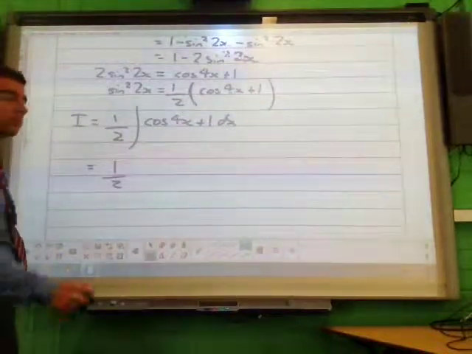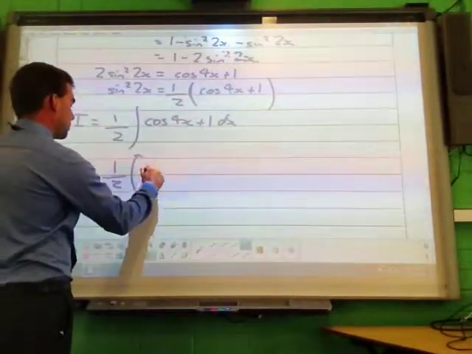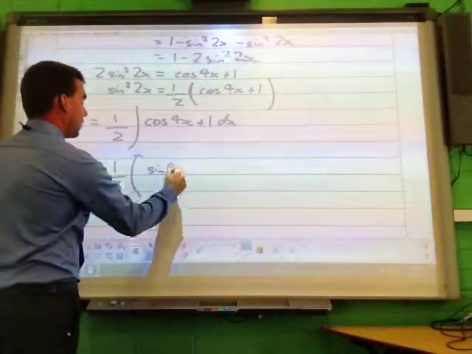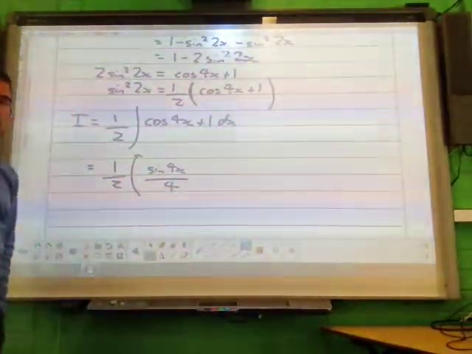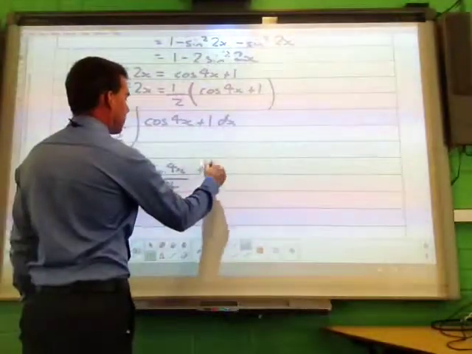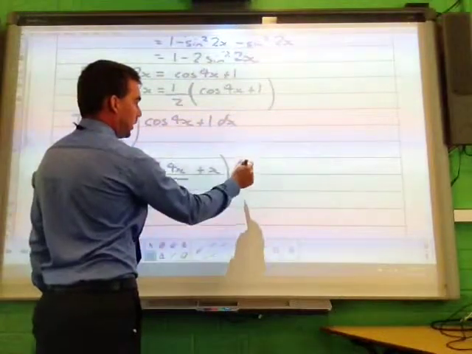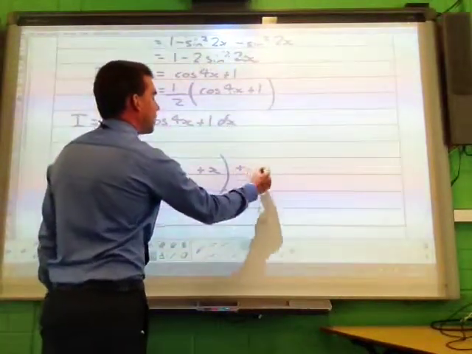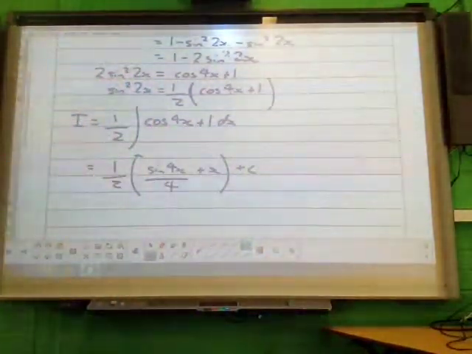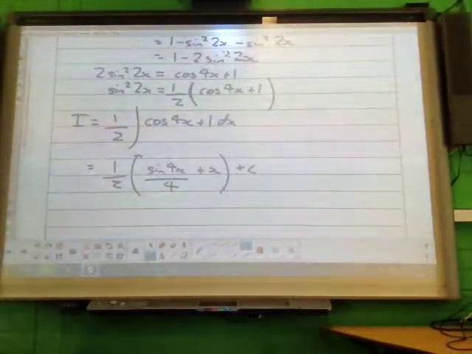So sine 4x divided by the derivative of 4x, plus the integral of 1. And don't forget, you've got an indefinite integral, you need to have the constant of integration there. Okay, any questions?